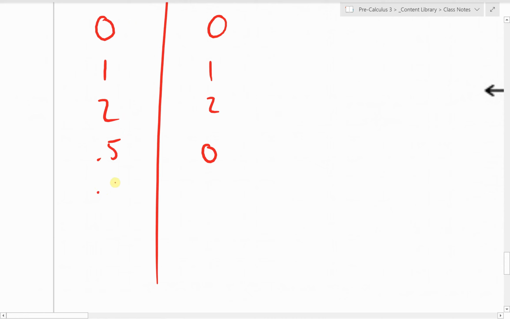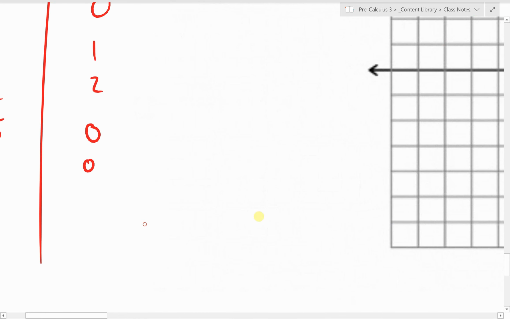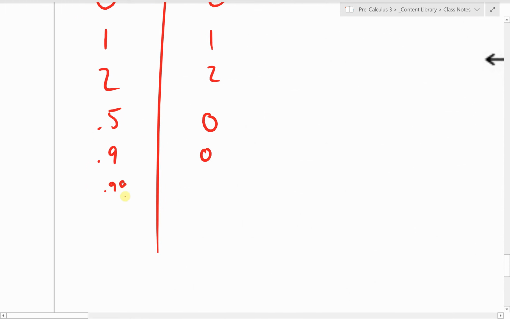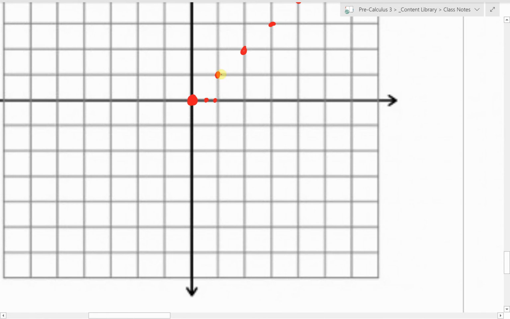If I said x is 0.9, the greatest integer that is less than or equal to 0.9 is 0. So at x equals 0.9, I have another point right there. And if I said 0.99, my greatest integer that's less than or equal to 0.99 would be 0. 0.9999, right? They would keep being 0, and it would all be 0 until I actually cross over and hit x equals 1. And then I would jump up to y equals 1.